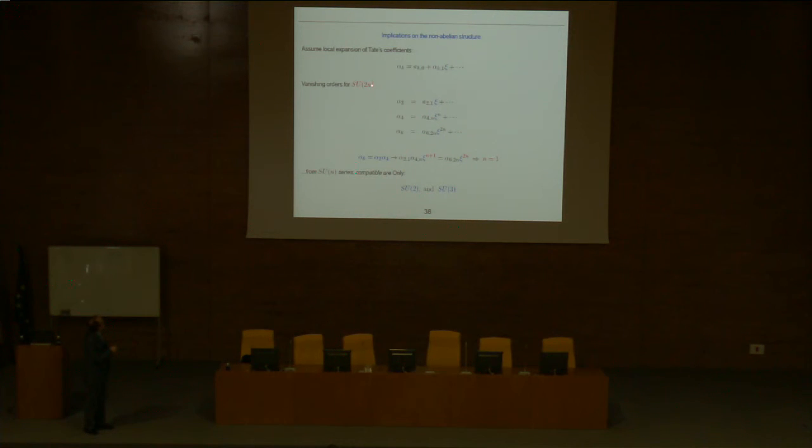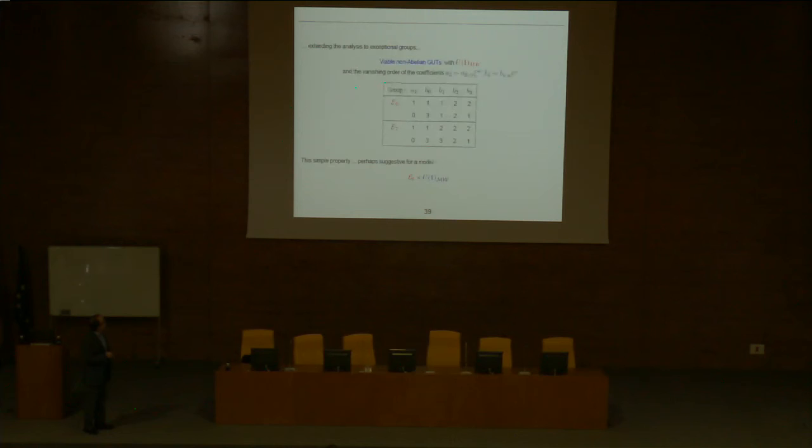If you do this for SU2n plus 1, then you get only SU3. And if you do this for the exceptional groups, then you get only E6 and E7. Here is the vanishing order of the coefficients of the original equation, which describes the rational sections. So somehow I find that this algebraic exercise shows you a simple property which perhaps is suggestive for a model of the type E6 cross U1. But this remains to be seen, and we are working now on the details of such a model.